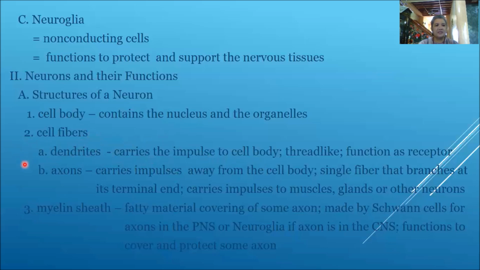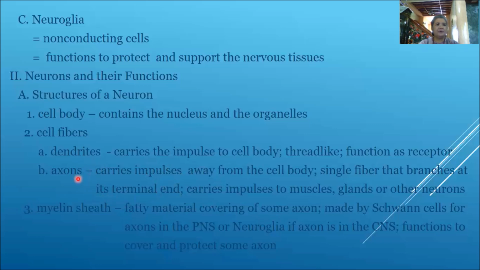And then the axons carry impulses away from the cell body. Usually, although this is not absolute, there is one axon per cell body, but at its terminal end, it will branch out. And this will carry impulses to the muscles, glands, and other neurons from the impulses that will come from the brain or the spinal cord.